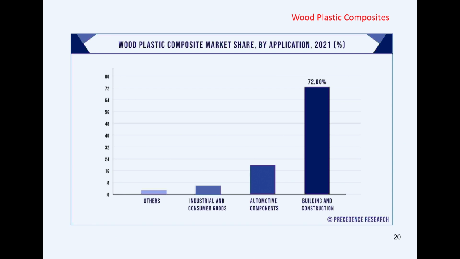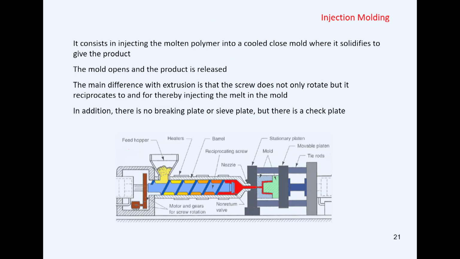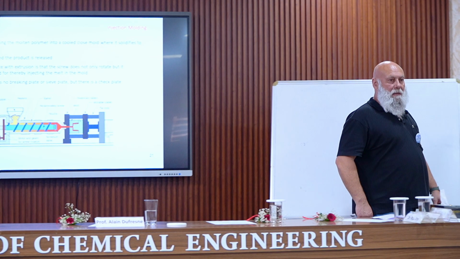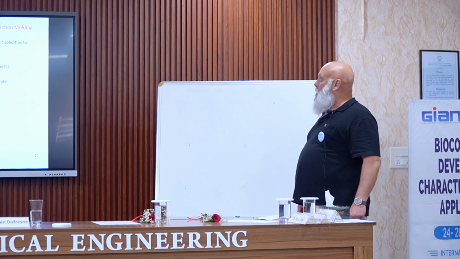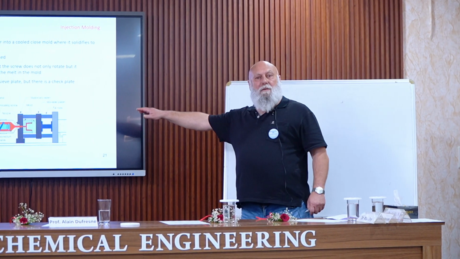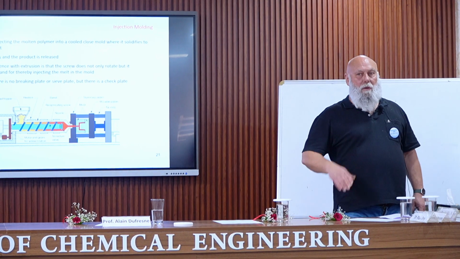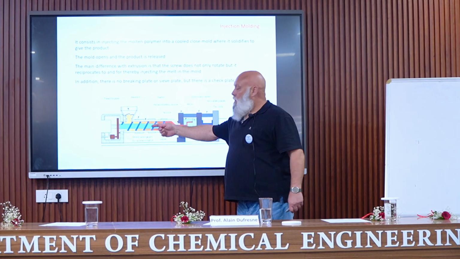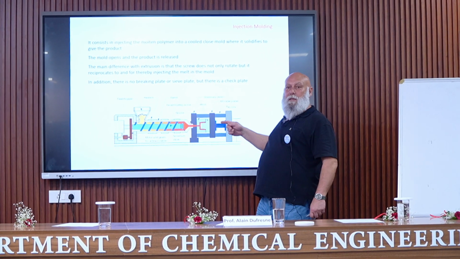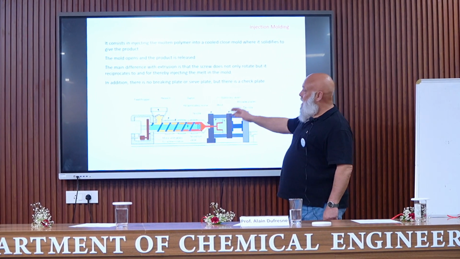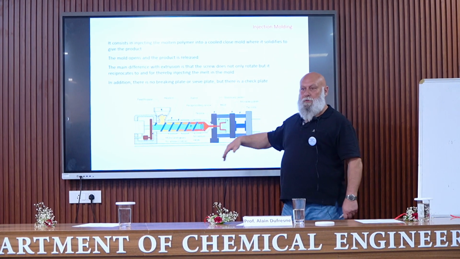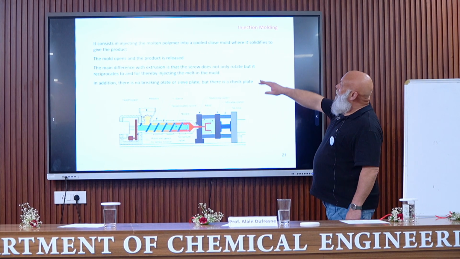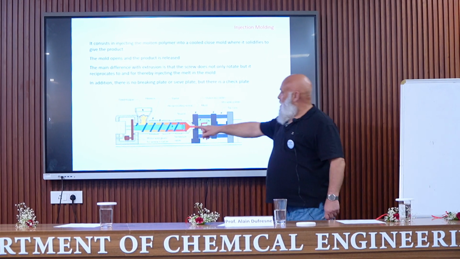So another technique that can be used to process thermoplastic polymer is injection molding. You can see that it looks similar to extrusion. The main difference is that in this case, the screw not only rotates, but it can translate. But we have also a hopper, a barrel to melt the material.